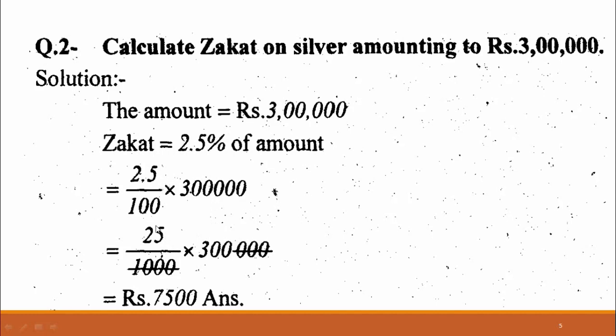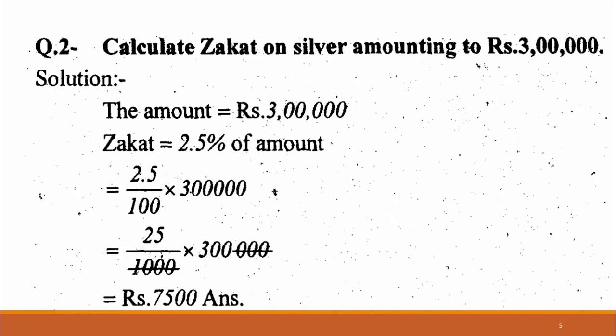2.5 divided by 100 can be written as 25 divided by 1000, and multiplied by this total amount, these three zeros cancel. We obtain 300 multiplied by 25 is equal to 7500 rupees. So in these two examples, I would like to tell you again and again that our main purpose is how to calculate the amount of zakat when the total amount is given for a person.